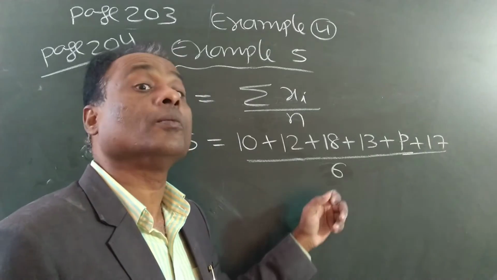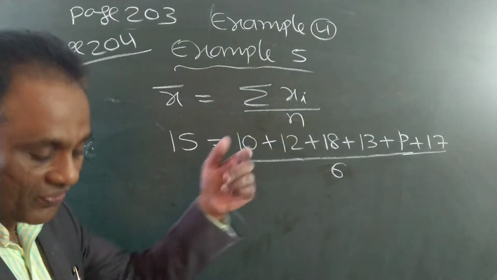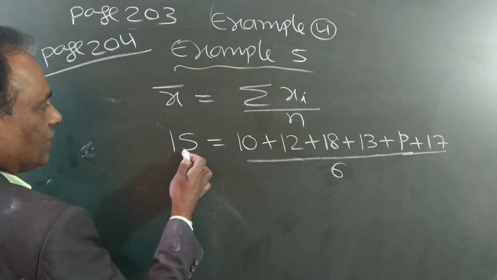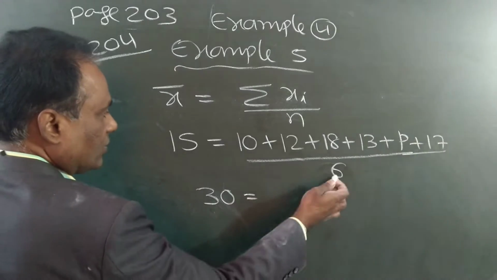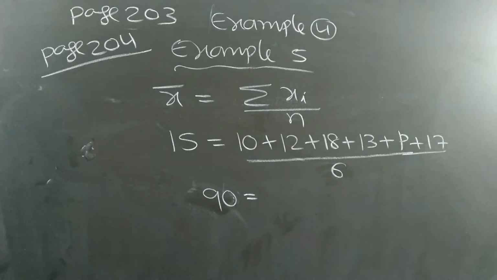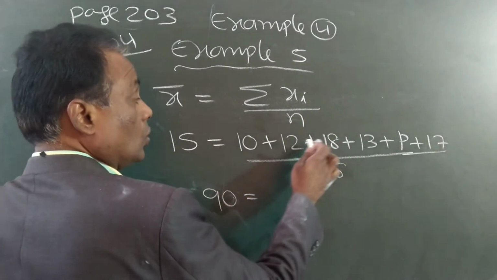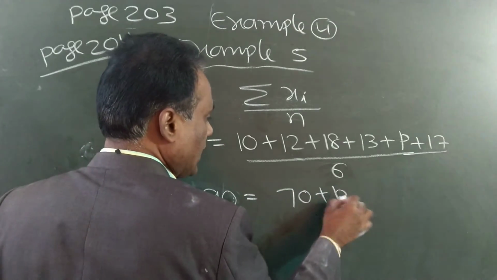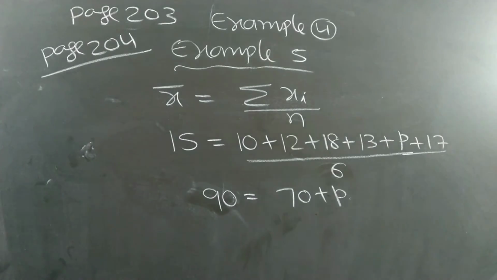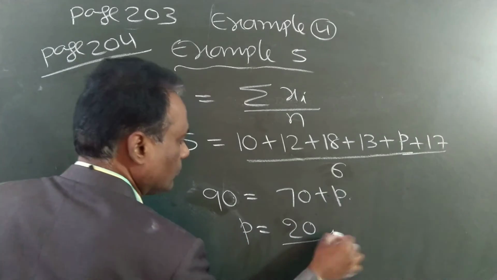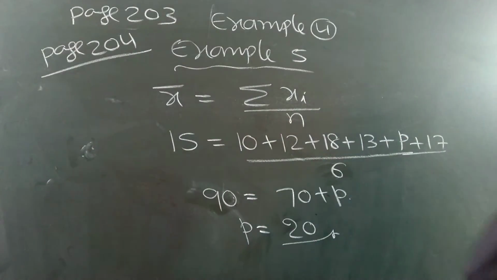If you do this, what will we get? The mean, which is already given in the problem. Mean is 15. Cross multiply. 6 times 15 is 90, which is equal to 10 plus 12, 22, 40, 53, 70 plus P. Is it 70 or not? You just check. P is equal to 90 minus 70, which is 20. That is the procedure. Example 5.